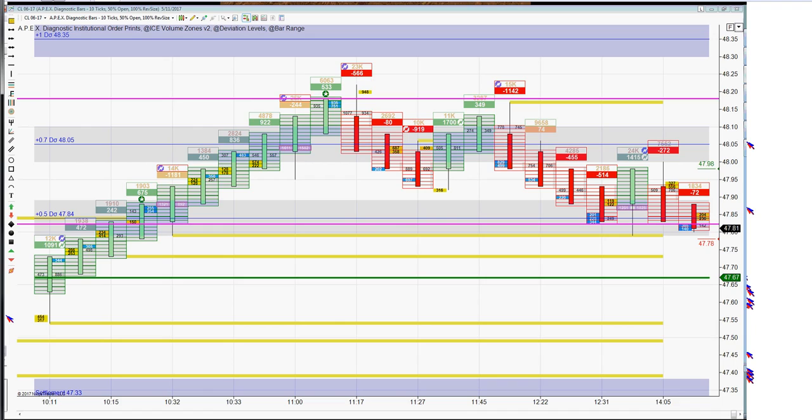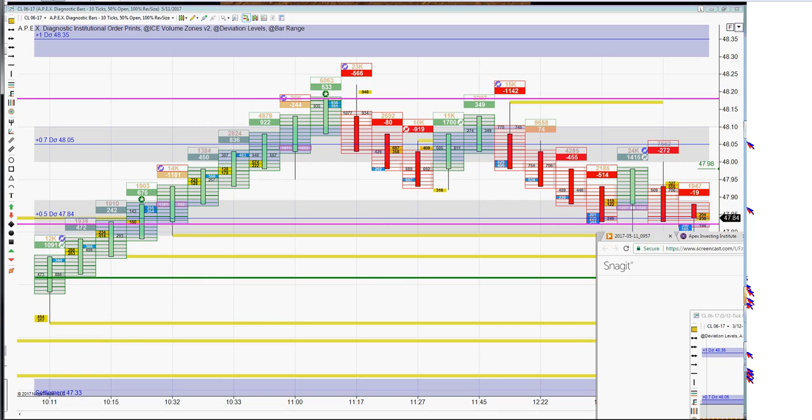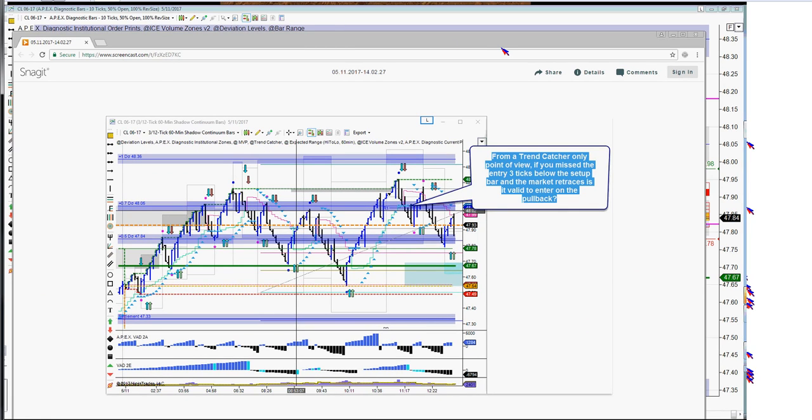From a trend catcher only point of view, if you miss the entry three ticks below the setup bar and the market retraces, is it valid to enter on the pullback? Okay, so I'm late to the game and the market pulls back on me. Can I still get in? So you missed this entry. It came down, it pulled back, and your stop is still up here.